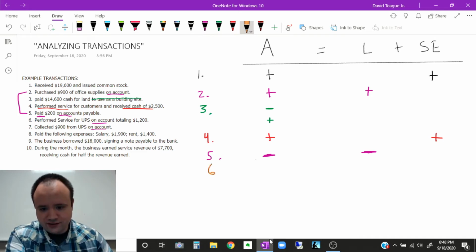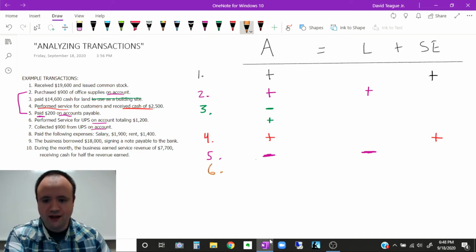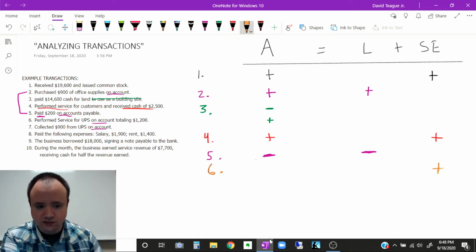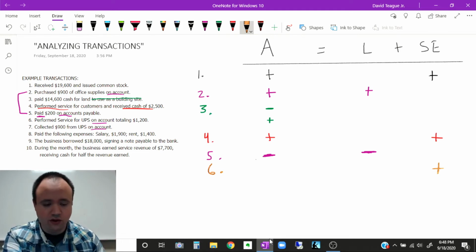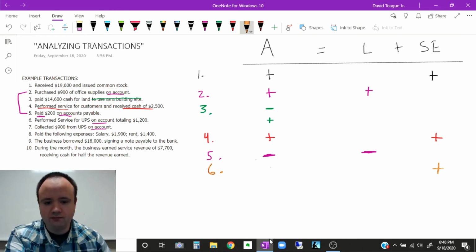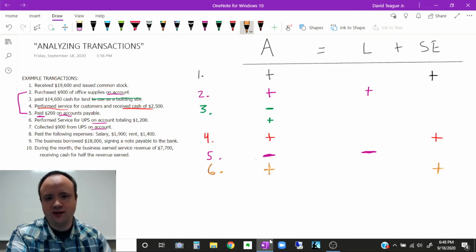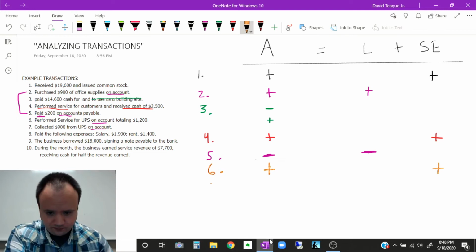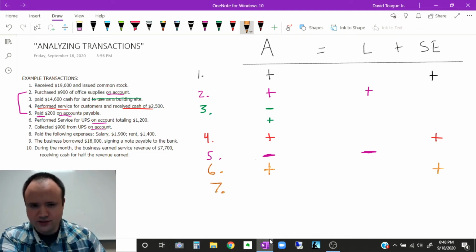Now, number 6, let's see what's happening. Perform service, again, on account this time, though. So we saw before that service is a revenue, and revenue is a positive equity account. And so that's a plus over there. Just because we see perform service, we automatically know we're increasing equity. But then we also see on account. So we're not getting cash here. We're going to be paid later. But guess what? Being paid later is still an economic resource with future benefit. It's still something valuable to us. So it's an asset, and it's increasing.